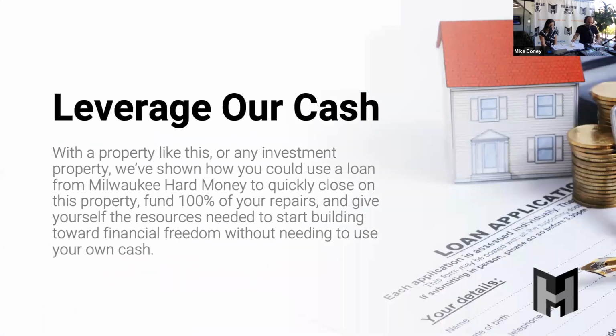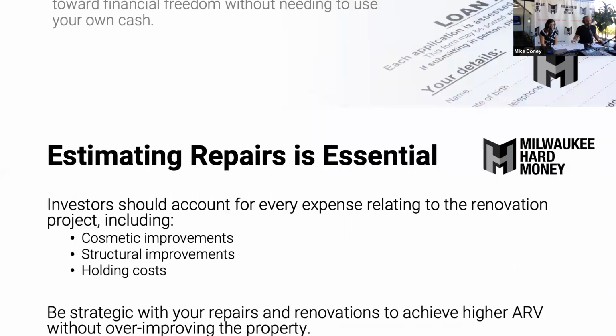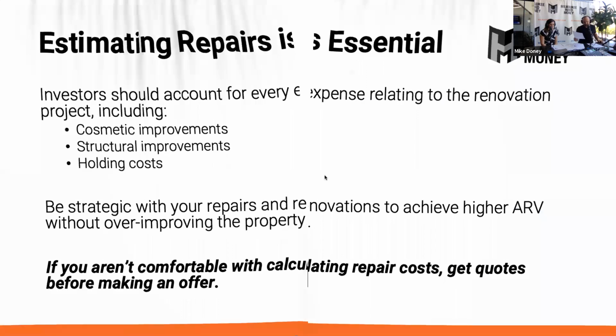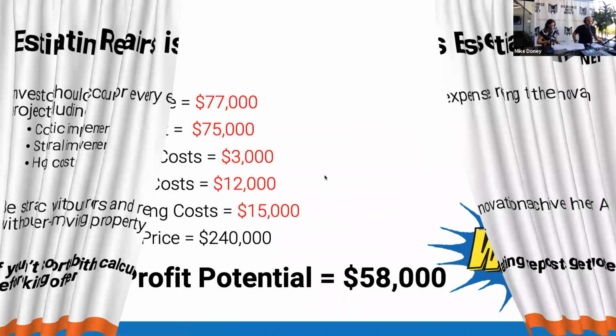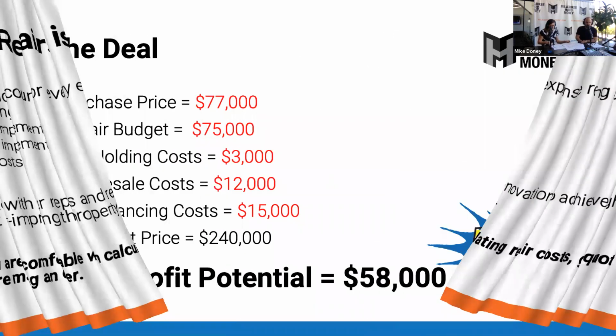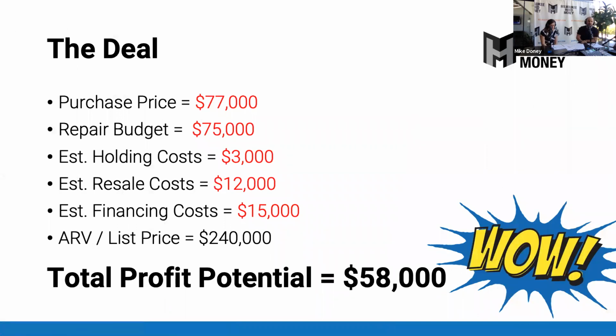So now, let me show you this. Mike, just for the sake of time, can we move forward one more slide? Two more slides. So here it is, guys. Okay. So we are paying $77,000 for this property. So think about this, Mike. We pay $77,000. We're putting in $75,000.